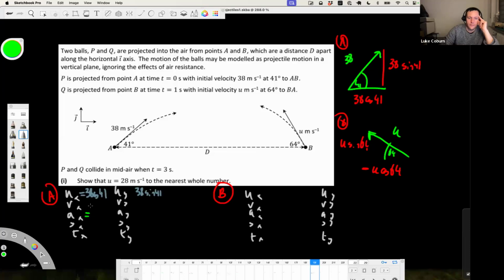This one here is a 0. This is a minus g. This is equal to 0. This one is equal to minus g. Okay, now this one here is equal to t. This one will also be t.